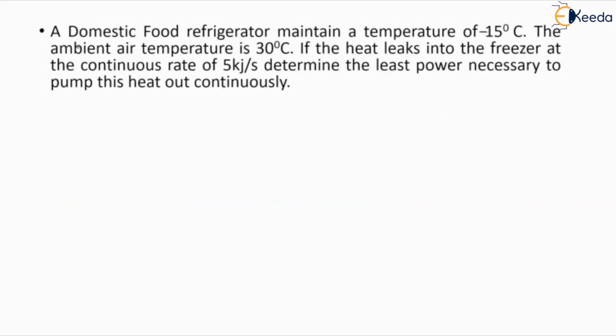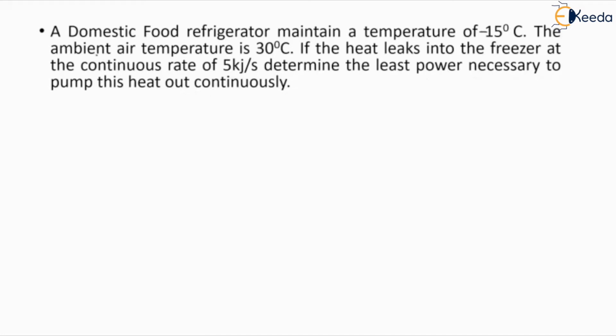The numerical is: a domestic food refrigerator maintains a temperature of minus 15 degrees centigrade. The ambient air temperature is 30 degrees centigrade. If the heat leaks into the freezer at a continuous rate of 5 kilojoule per second, determine the least power necessary to pump this heat out continuously.